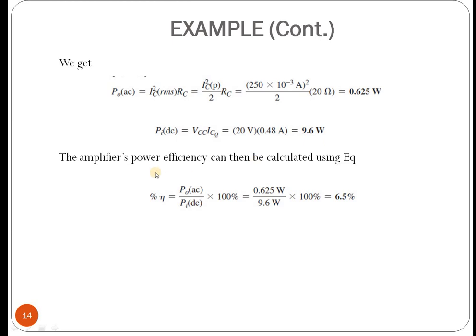These are the input power and output power, and finally we wanted the amplifier efficiency. The percent of efficiency equals POAC divided by PIDC, multiplied by 100%. So the result is 6.5%, and that is the efficiency of this circuit.